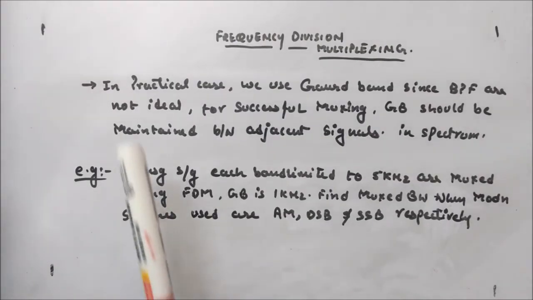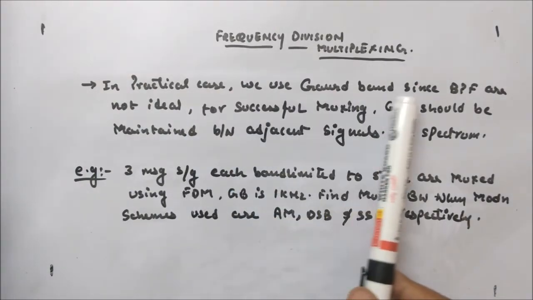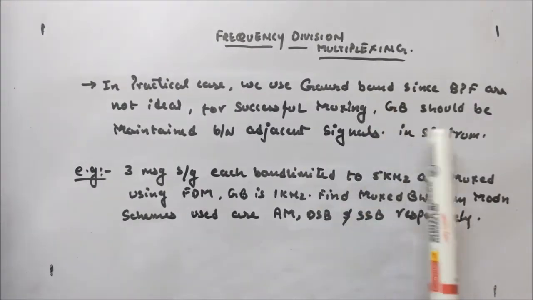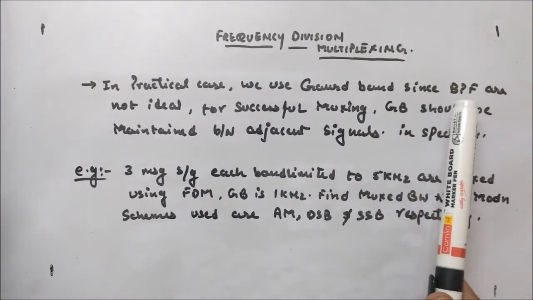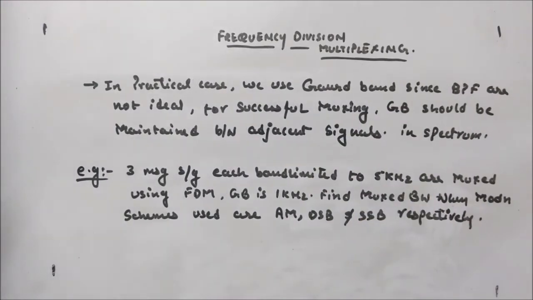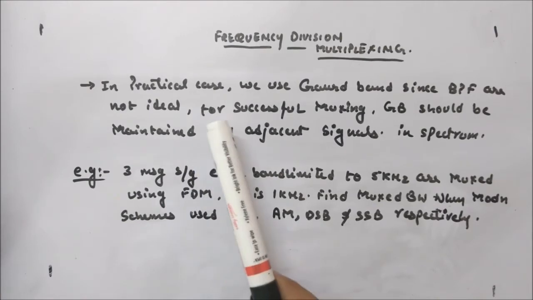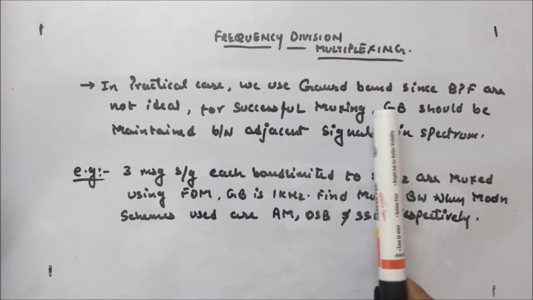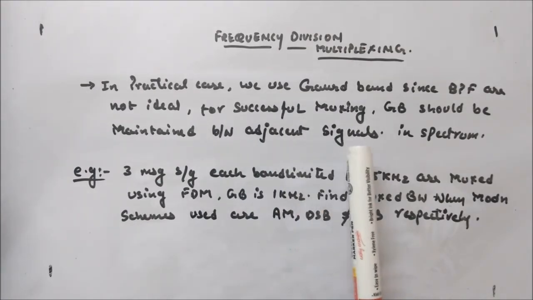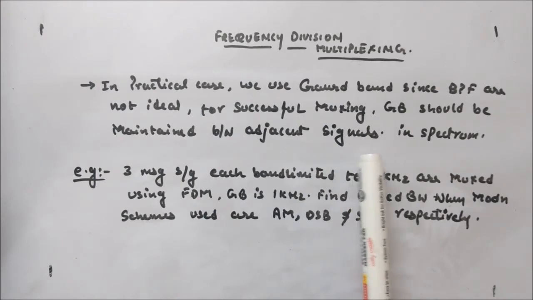Okay, so just a quick point. In the practical case, we use a guard band since band pass filters are not ideal, so they will cover the undesired frequencies as well. That is why a guard band can be used to recover our message signal properly. So in the practical case we use the guard band, since band pass filters are not ideal, for successful multiplexing. A guard band should be maintained between adjacent signals in a spectrum.